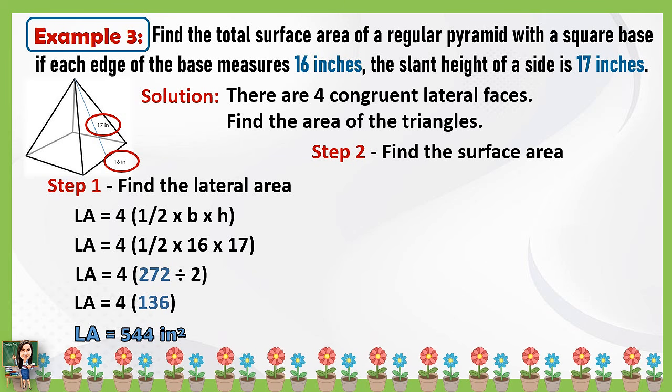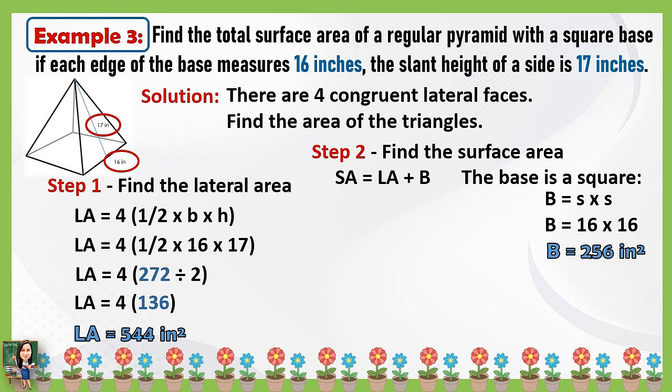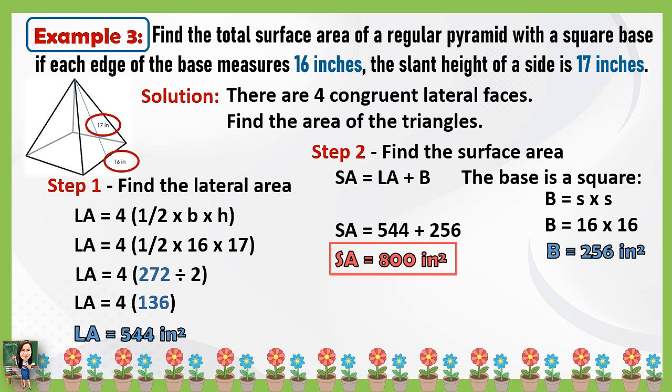Then step 2, find the surface area. The formula is surface area equals lateral area plus base. The base is a square, and the formula for the base is side times side. The side is 16 inches. 16 times 16 equals 256 square inches. This is the base. Then add the lateral area, which is 544 square inches, plus the base, which is 256 square inches. The answer is 800 square inches. This is the surface area.